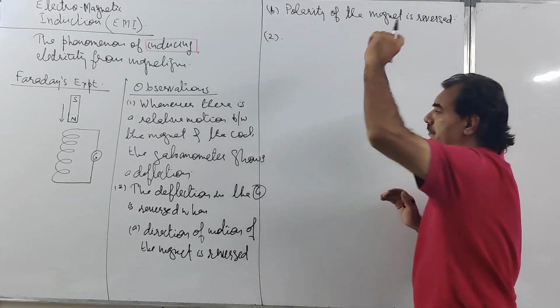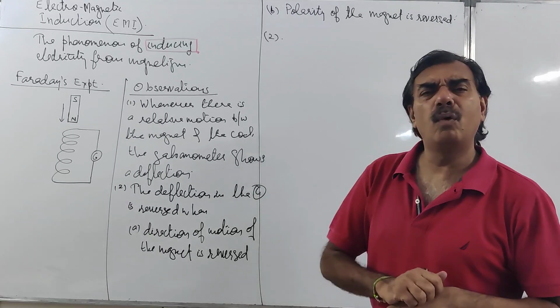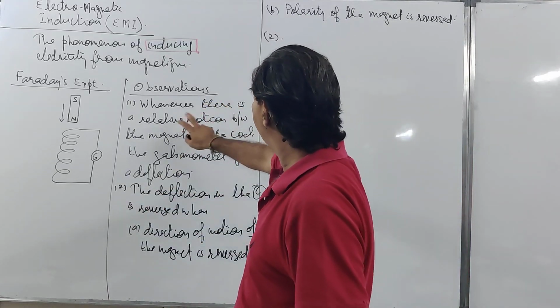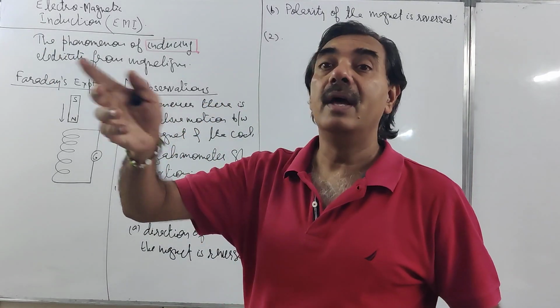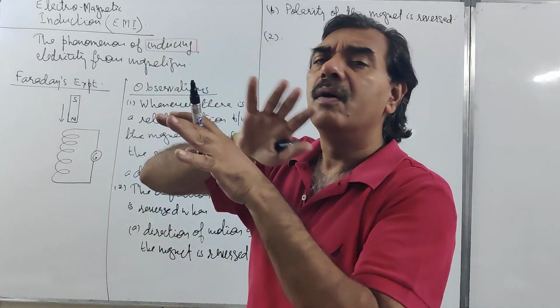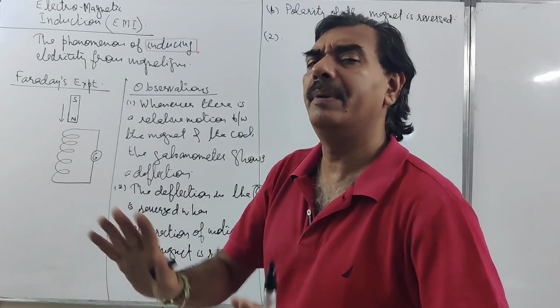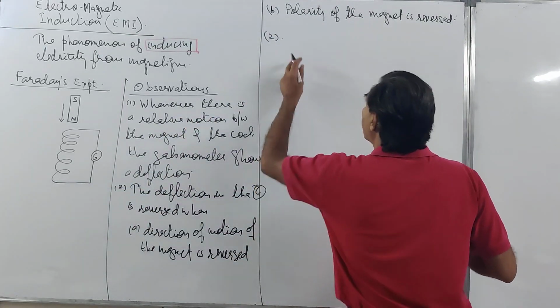दूसरी बात, there is no deflection. There is a relative motion between the magnet and the coil. ऐसा भी हो सकता है कि magnet rest पे है और coil move कर रहा है. When the magnet is at rest with respect to the coil, there is no deflection.